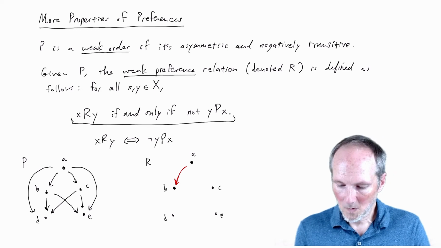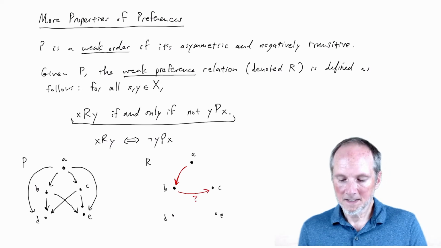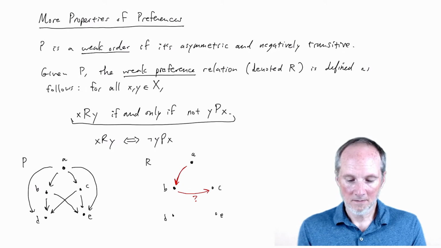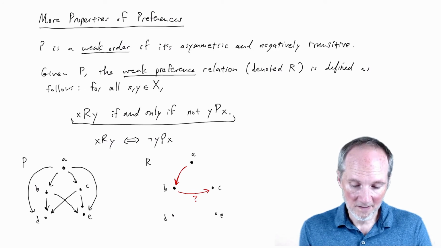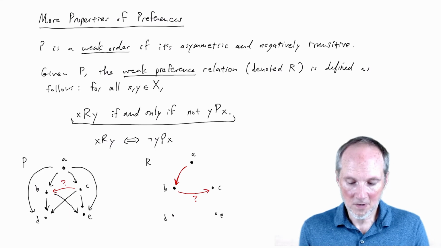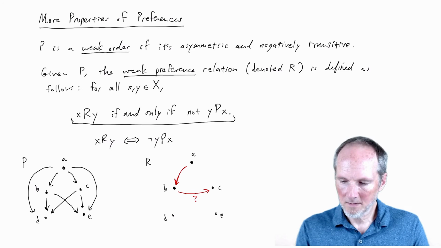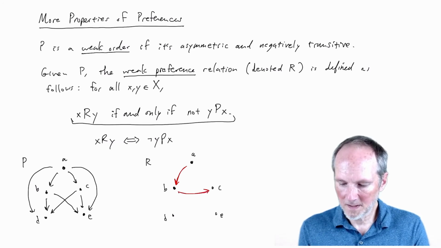How about B and C? Is it the case that B is weakly preferred to C? Let's go back to our strict preference relation here and let's ask, is it true that C is preferred to B? Well, no, it's not. There's no arc there. C is not preferred to B, which means that B is weakly preferred to C.